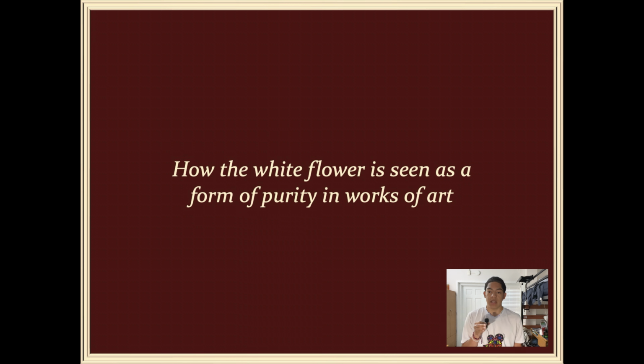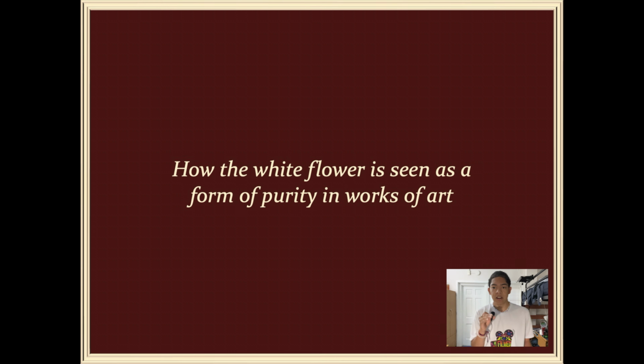Now to talk about the main topic, which is how the white flower is seen as a form of purity in works of art. Before talking about how this flower is depicted in other artworks, I first want to state the meaning of this flower. I will be using the name white flower instead of the name of this specific flower due to its lack of representation in art. I couldn't find an artwork that talks about this specific flower because I was having a hard time finding it.